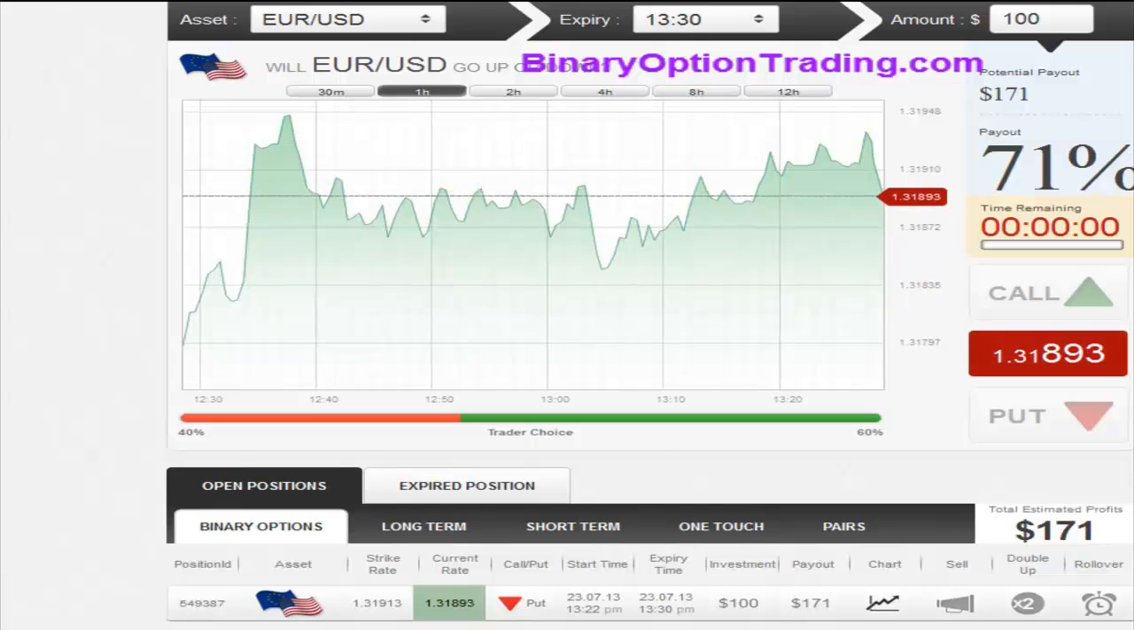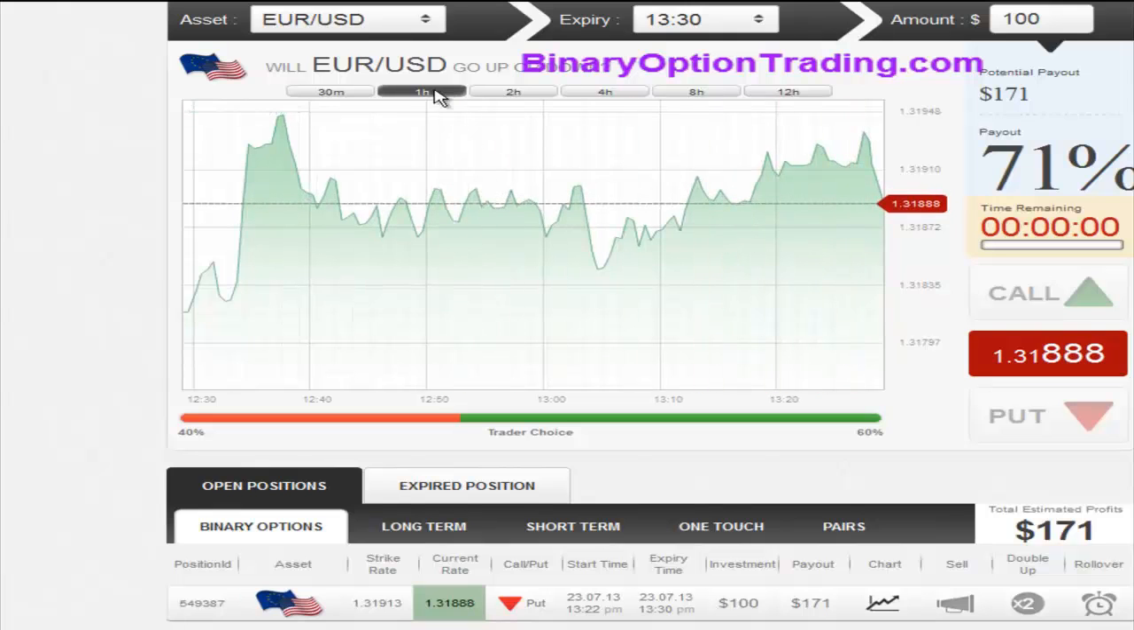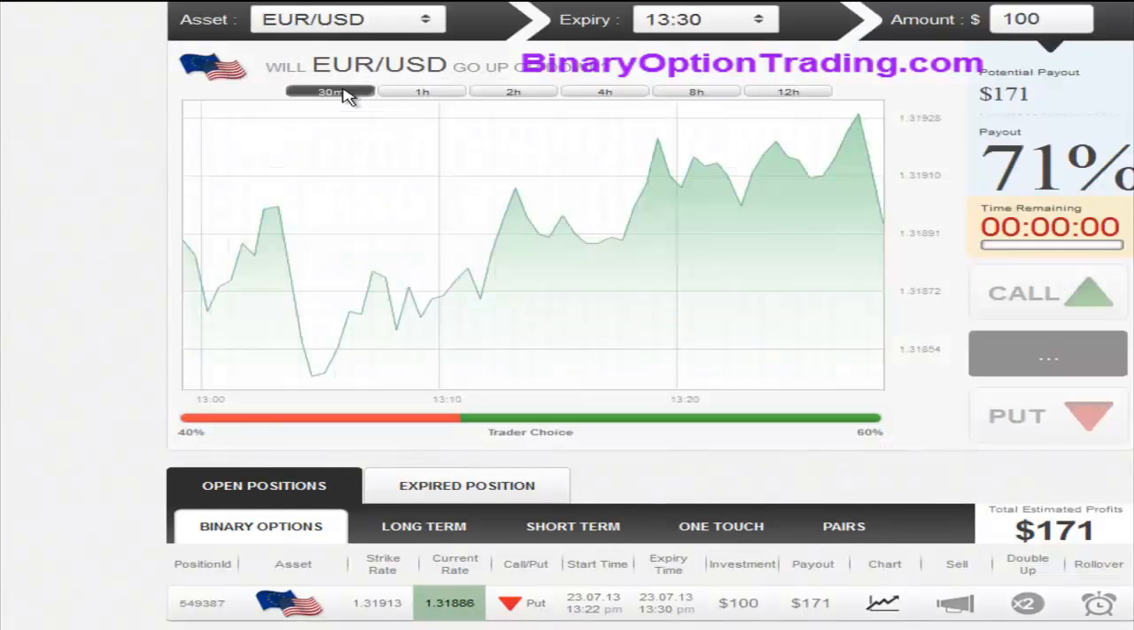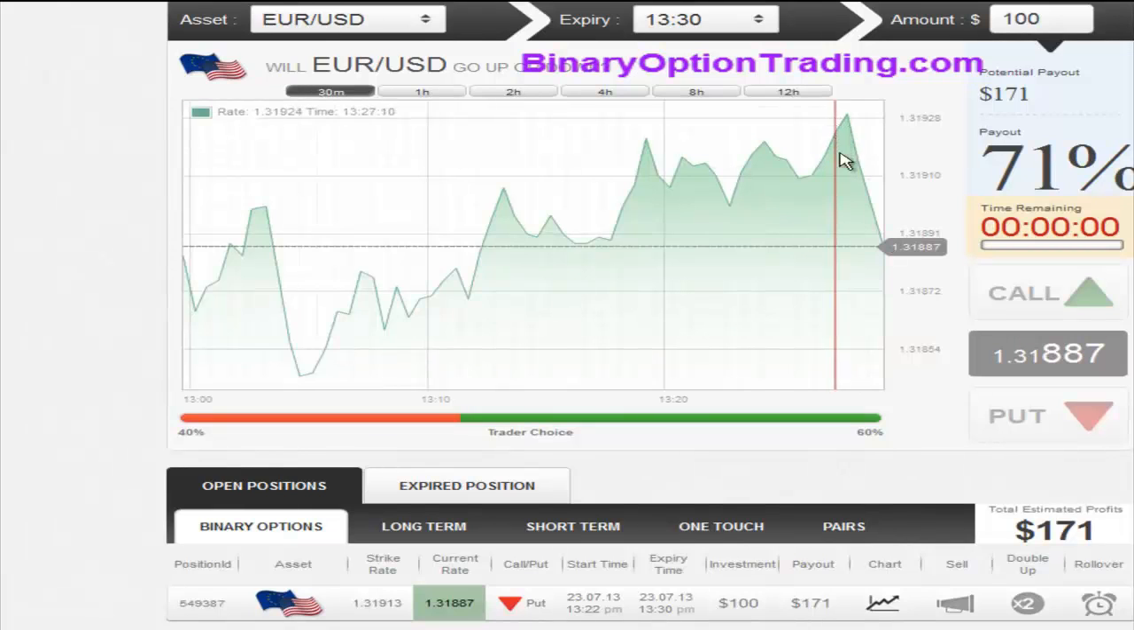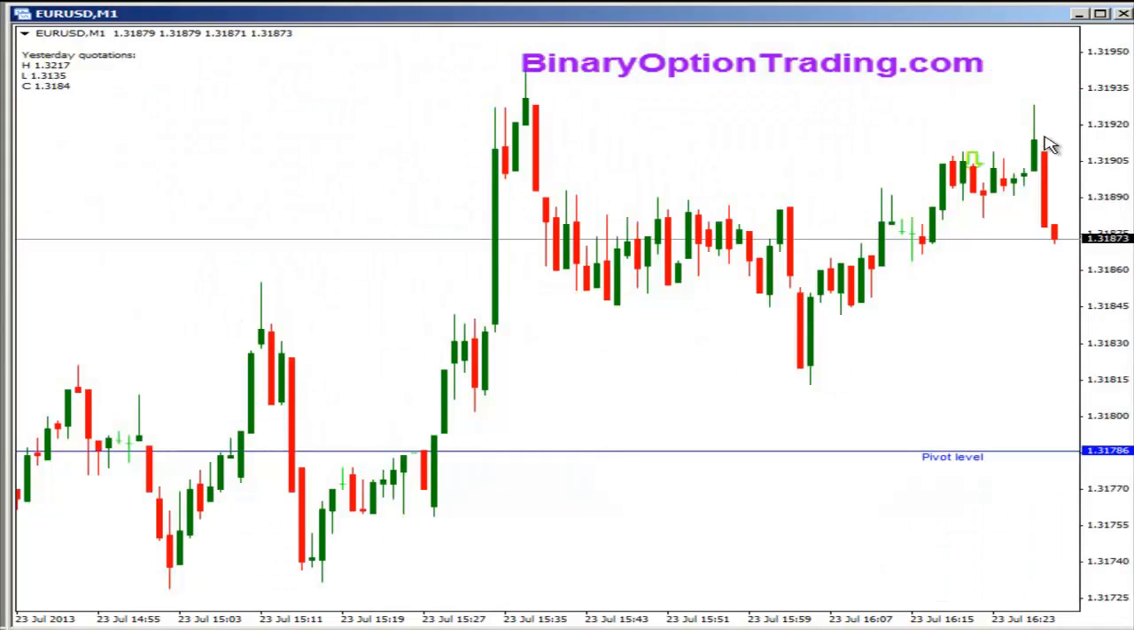Okay, guys, we're coming into our final minute here, and you can see how price action did jump against us. Notice how the price action point is here, 1.31893. Pretty nice tick chart. It is on a 1 hour. I can change it to a 30-minute, kind of get a little bit more up close. You can see how price had dropped off here. So let's go back to the chart. You can see how this thing finishes up.